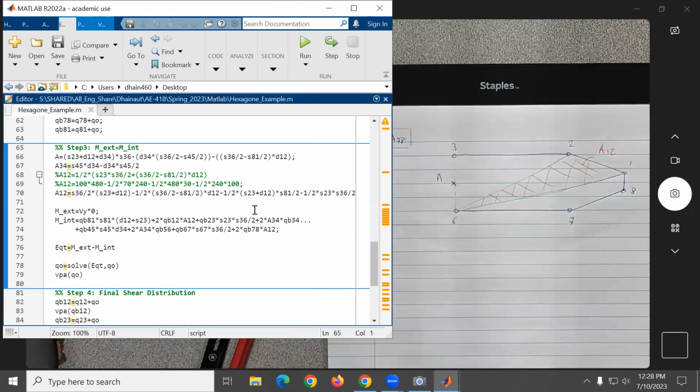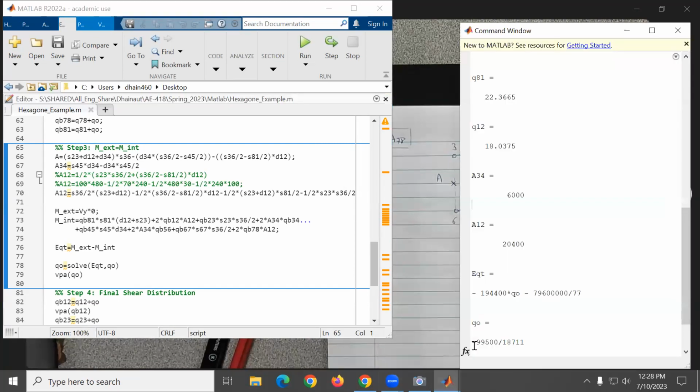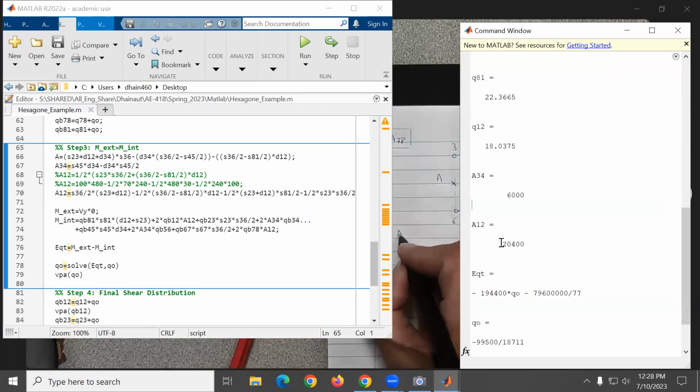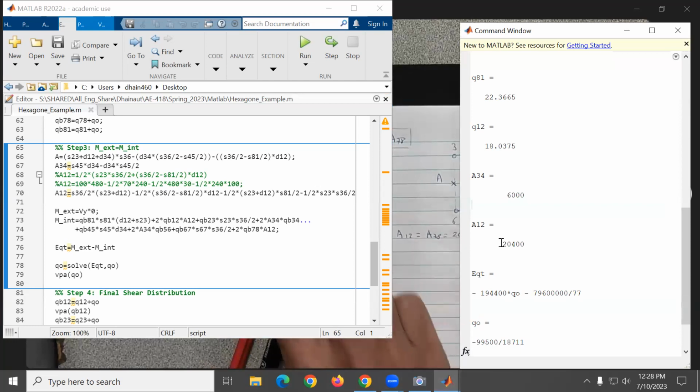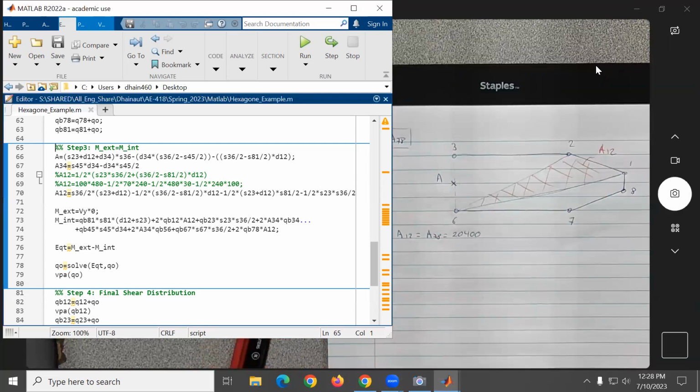So, okay, so let's see. This is the way I've done it. Okay, you can look at it and find what it is. Hold on one second. So we find A12 to be equal to, let's write here, 20,400. Let's say A12 equal to A78 equal to 20,400. Okay. And yes, you have questions?